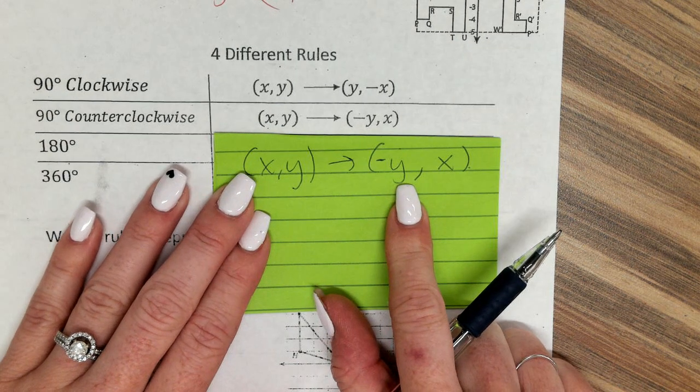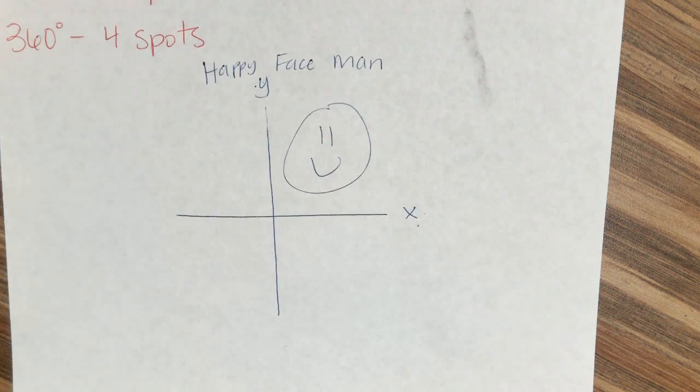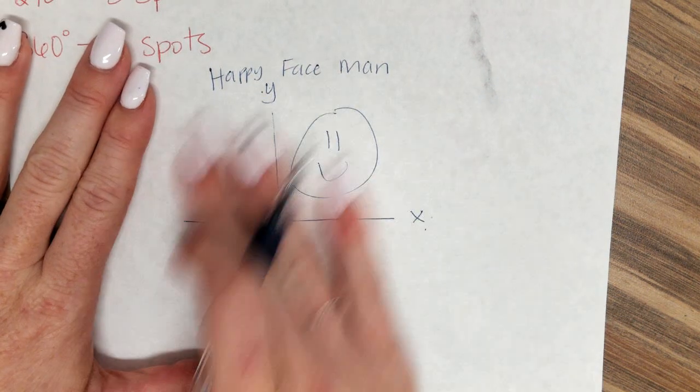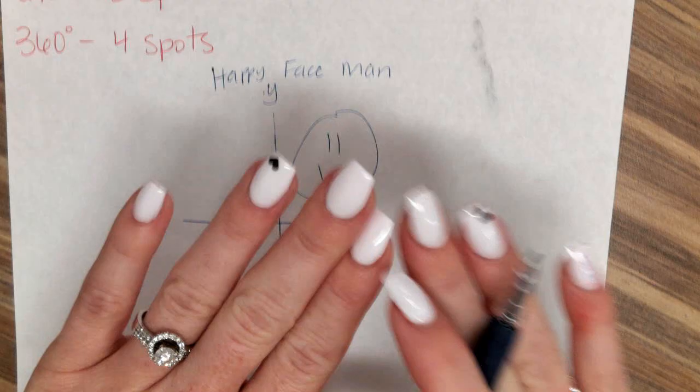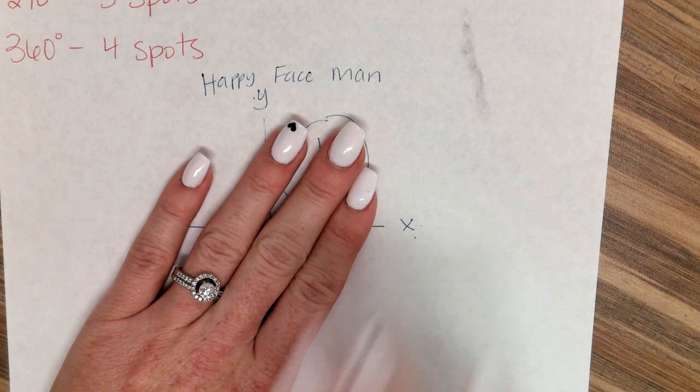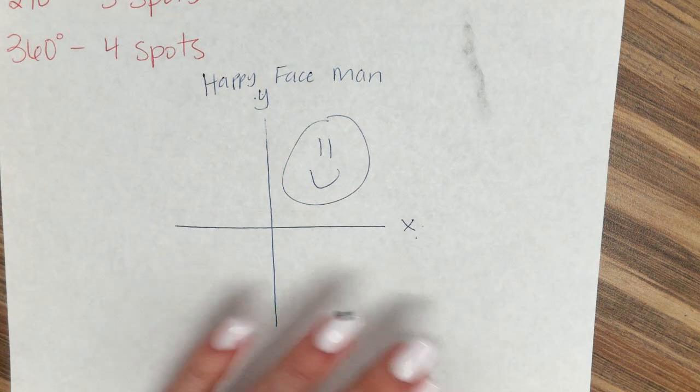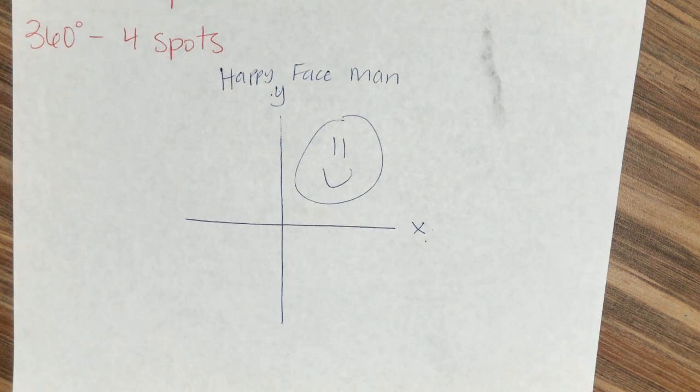Yes? Okay, now let's do 180 degrees. So you have to start back at the beginning. You have to start like this. It only works from this picture. Do not use the STAR test picture. You use this picture. All right, how many spots is 180 degrees?